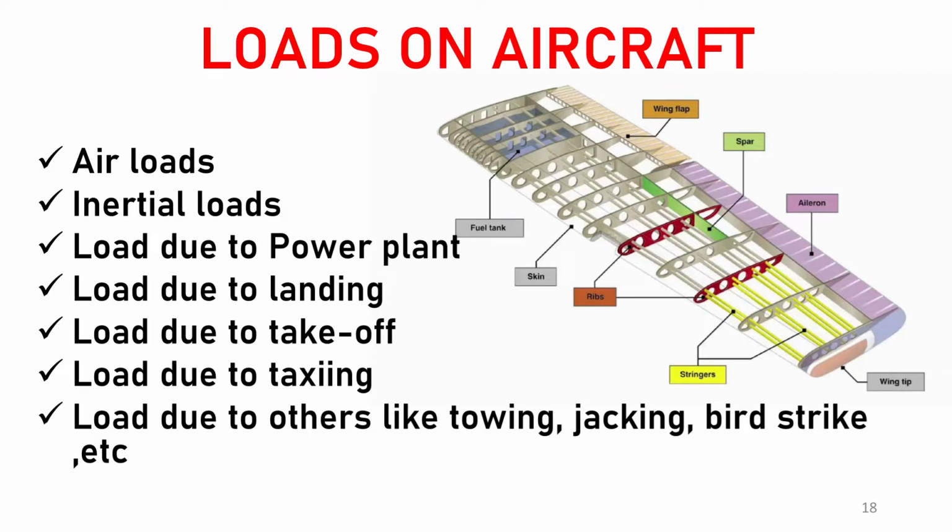Right. Now, before proceeding further, let me give you some basic layouts. What are the different types of loads that act on an airplane? These are the 7 basic types of loads that act on an airplane: air load, inertia load, power load due to power plant, landing, takeoff, taxiing, towing, jacking, and burst truck, etc.